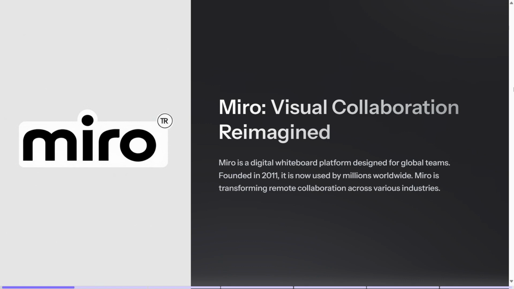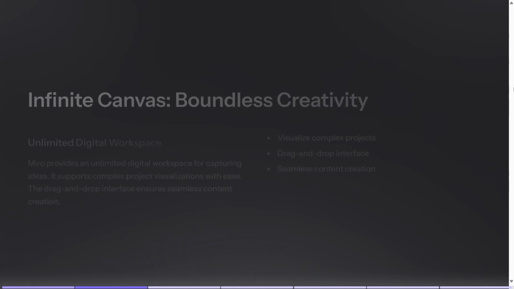Miro is a visual collaboration reimagined app. This is amazing. So Miro is a digital whiteboard platform designed for global teams. It was founded in 2011 and now it's used by millions worldwide. It's also transforming remote collaboration across various industries.